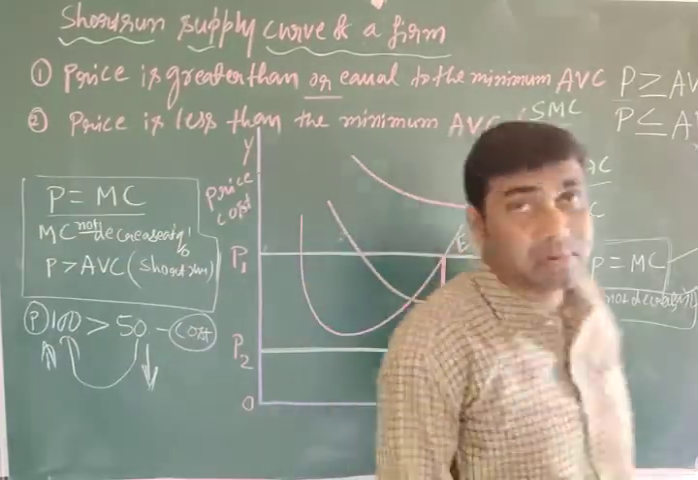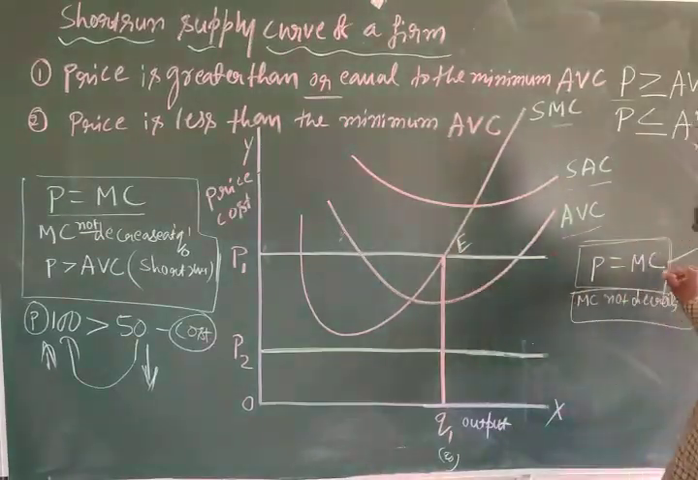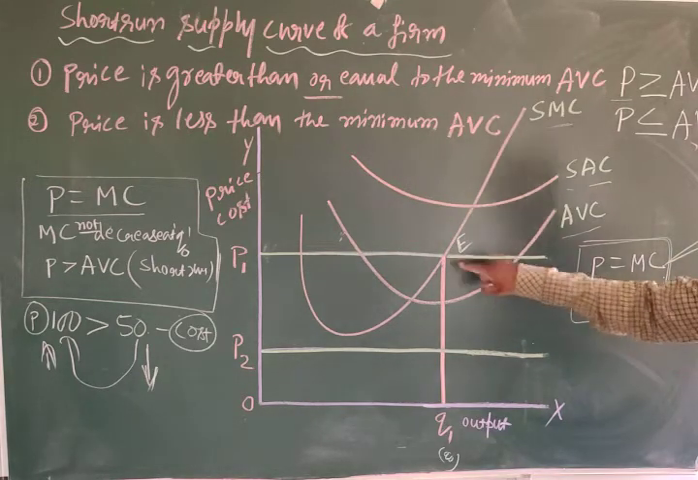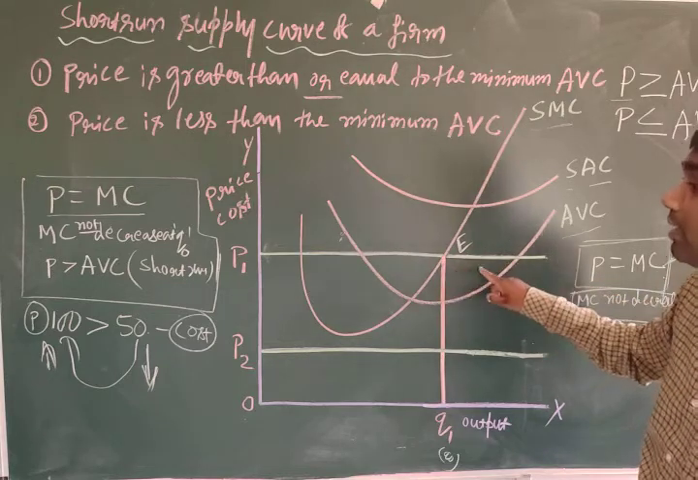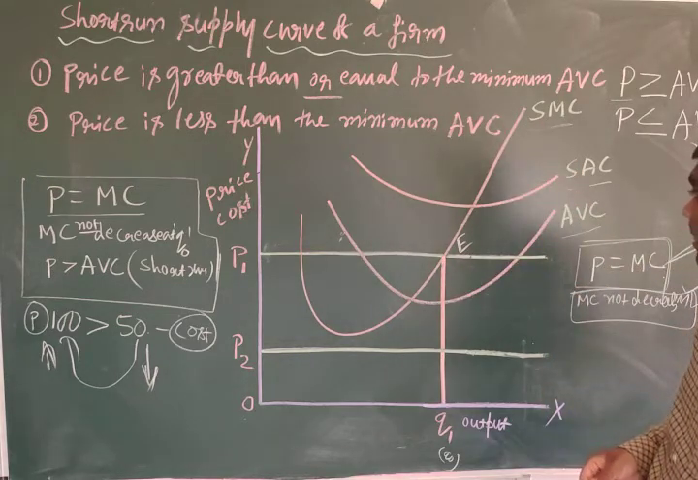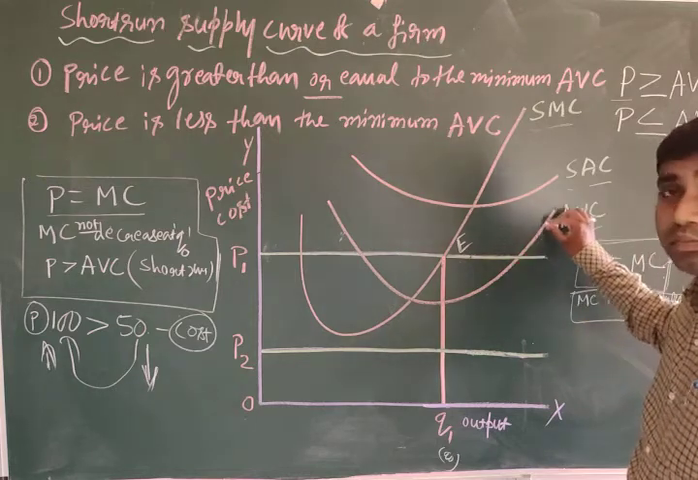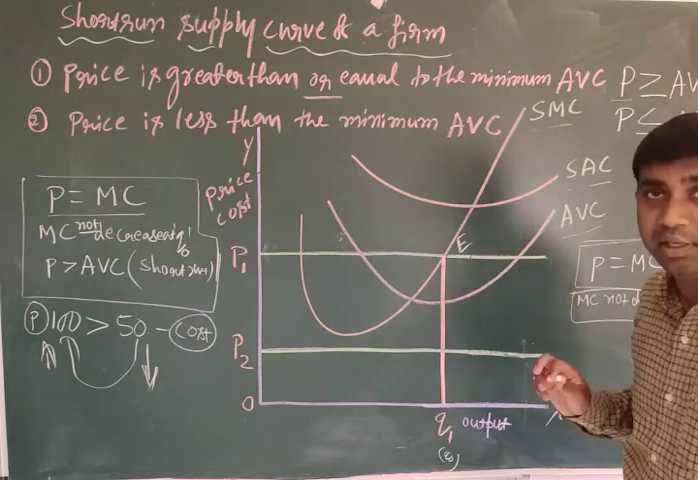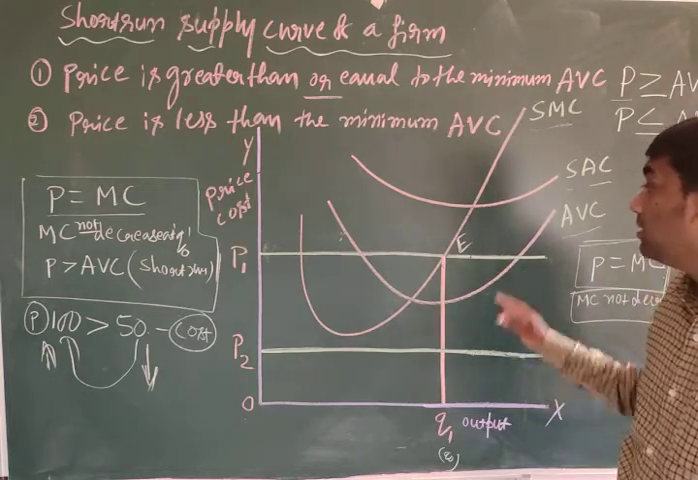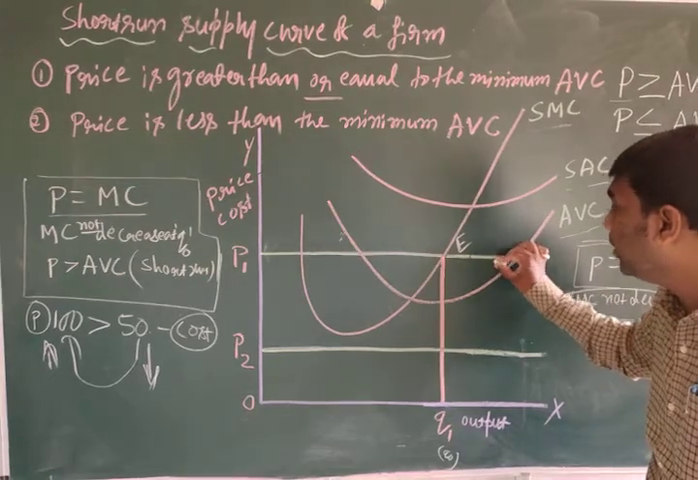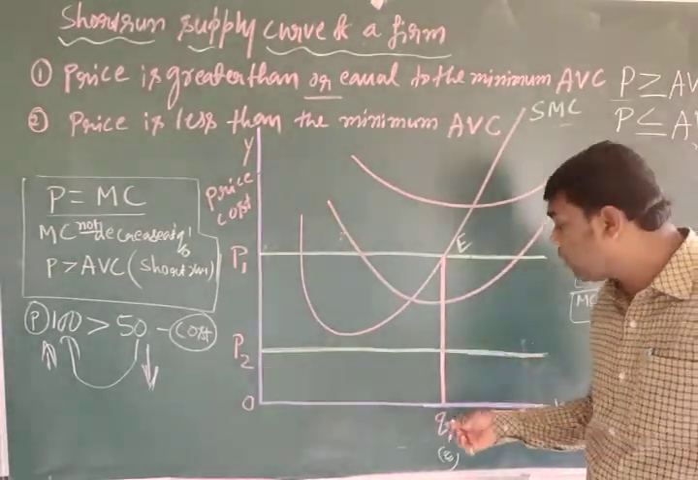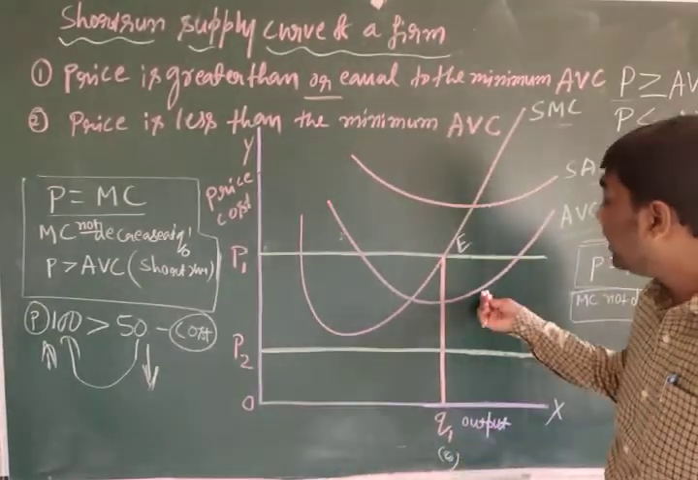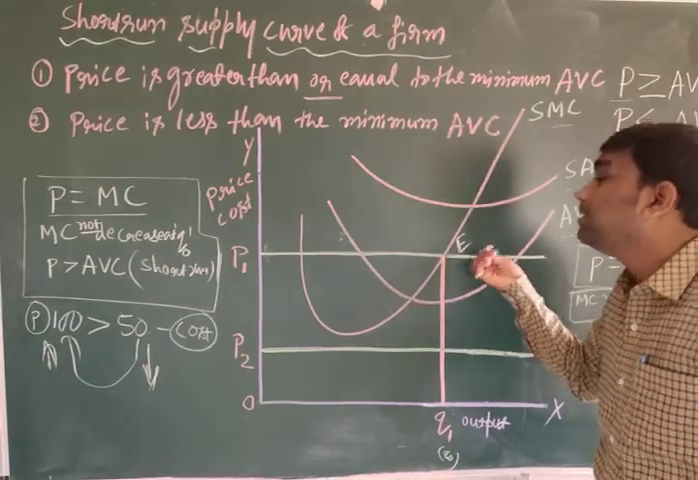At this point, again we have to observe this point only, because at this point two conditions are clear. First one is P equal to MC. Second one is MC not decreasing at Q naught. Are you clear on this? Okay. Third one, the price line is greater than AVC. Yes, exactly. Why? Because this is the AVC curve. This does not touch or intersect at the point E. That means AVC is below the price line, at the quantity Q naught, at Q1. At the Q1 quantity, the AVC cost is less than the price.